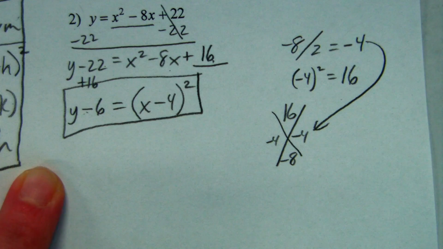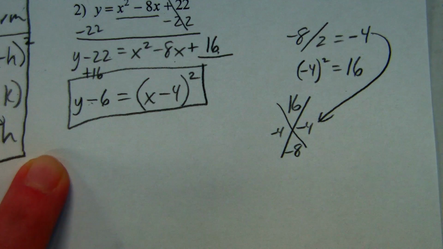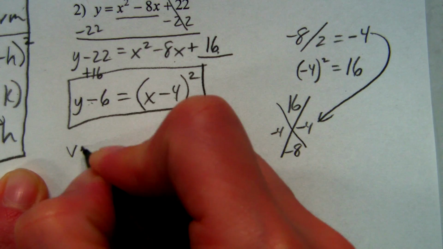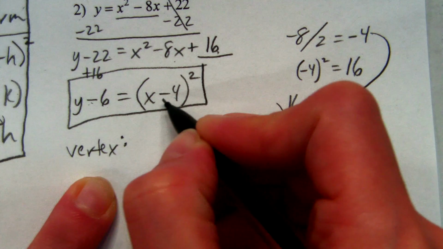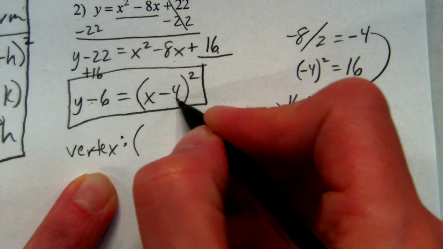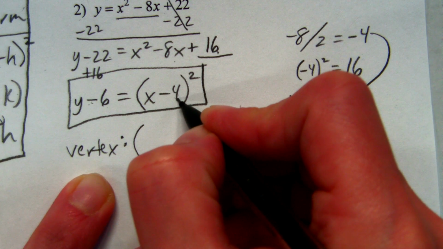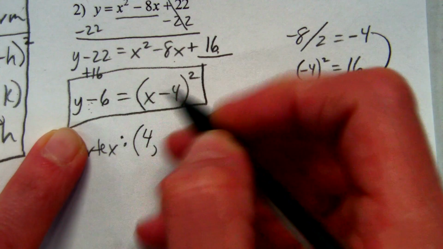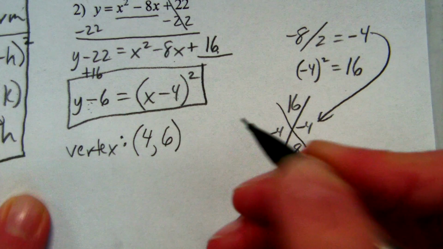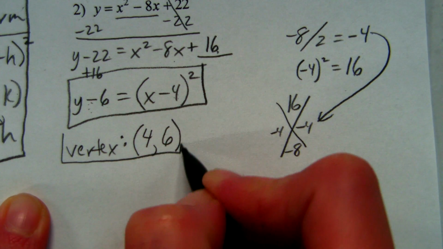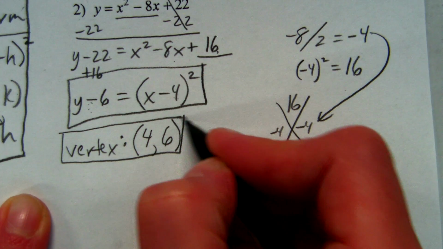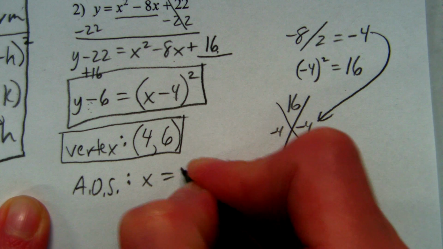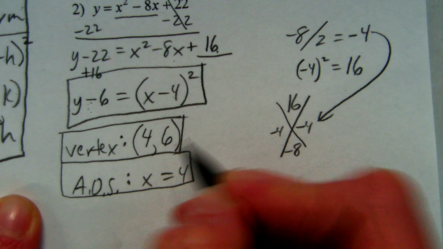All right, so that's my vertex form, and then we can use that to figure out what the vertex is and the axis of symmetry. So remember, we're going to use the opposites. So if this has -4, that means that h, which is the first part of your vertex, is just +4. If this part says -6, this is going to be +6. And so my vertex is at (4, 6). And then my axis of symmetry would be x = 4, because it has to go through 4.